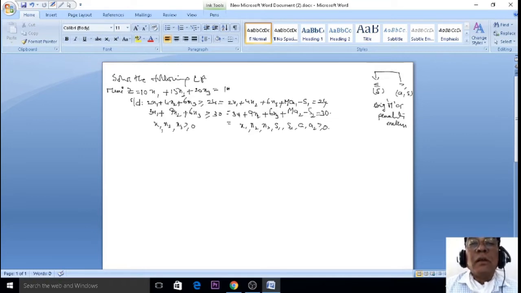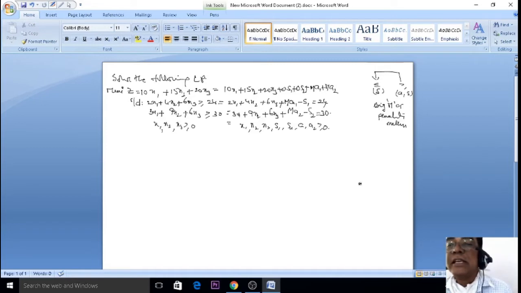That is 10x1 plus 15x2 plus 20x3 plus s1. The coefficient of s1 in the objective function is always equal to 0. So 0 s1 plus 0 s2 plus MA1 plus MA2. Okay, now the inequality equations are converted into equalities.